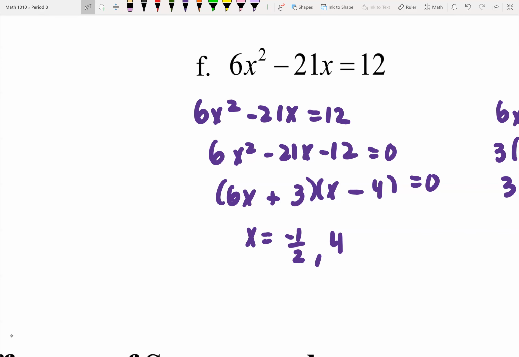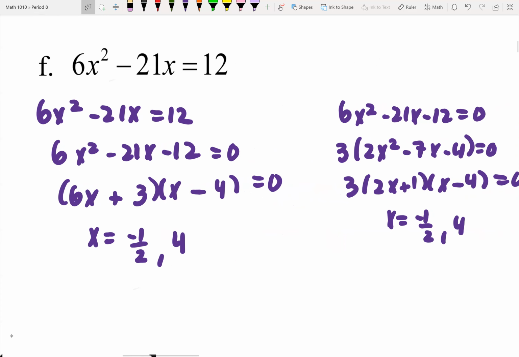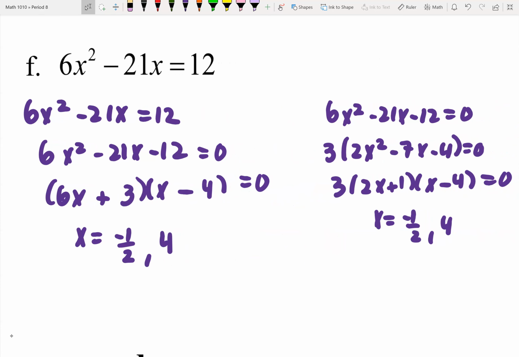Okay, there's my answer. Negative 1/2, positive 4. It's right. Look how I did it. I pulled the 12 over, I factored it, and I got those answers. I bet you didn't do it that way. I bet you guys did this. You took out a 3 and then factored what was left and got the same exact answers, right?